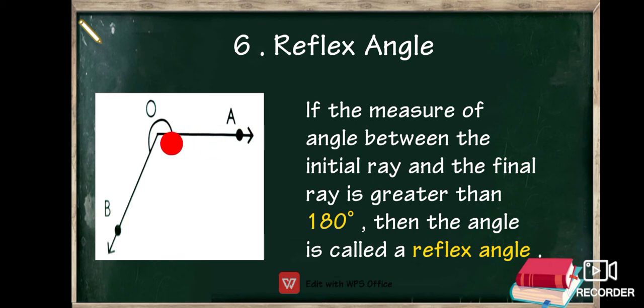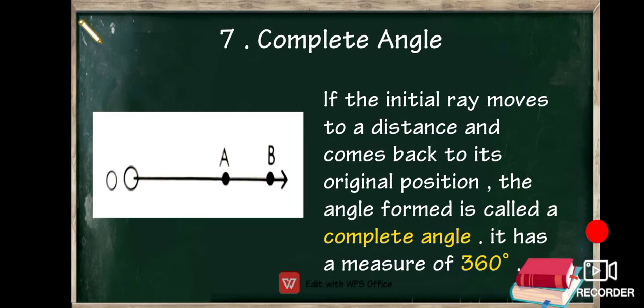So initial ray is here and the final ray is here. So the angle here you can see, right? This is known as reflex angle and it is greater than 180 degree. Okay, so now we can move to the last type of angle, that is complete angle. By this we are going to complete this session. In the name itself you can see complete, it's over, that's it.